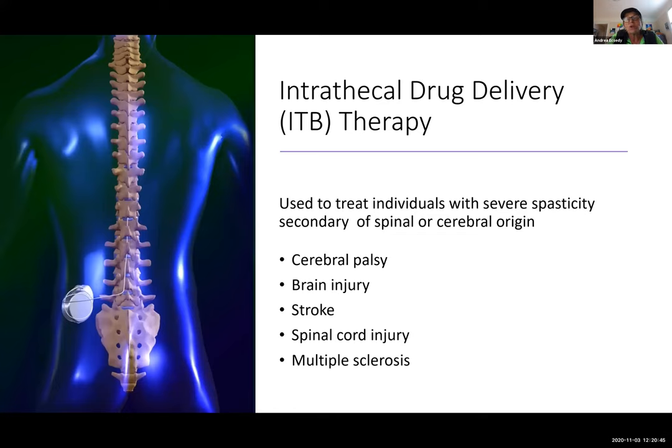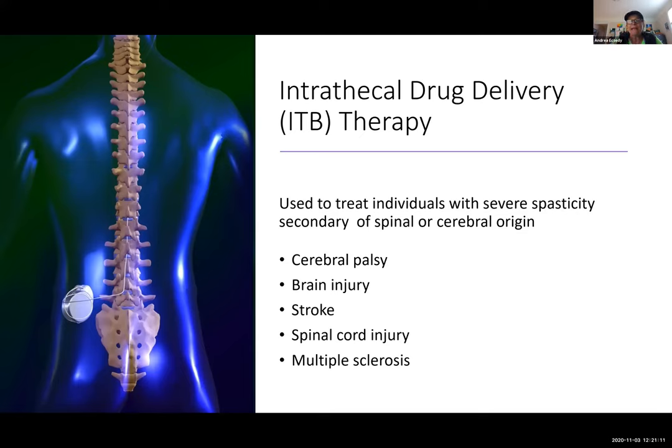So intrathecal drug delivery. Intrathecal baclofen is a little pump. It's a surgical intervention. It's implanted and this little thing's threaded into the intrathecal space and a little tube goes inside the spinal canal and baclofen comes and dumps out. This is a very, very effective way to deliver the drug and you usually get great responses. This will wipe out any spasticity that's there.